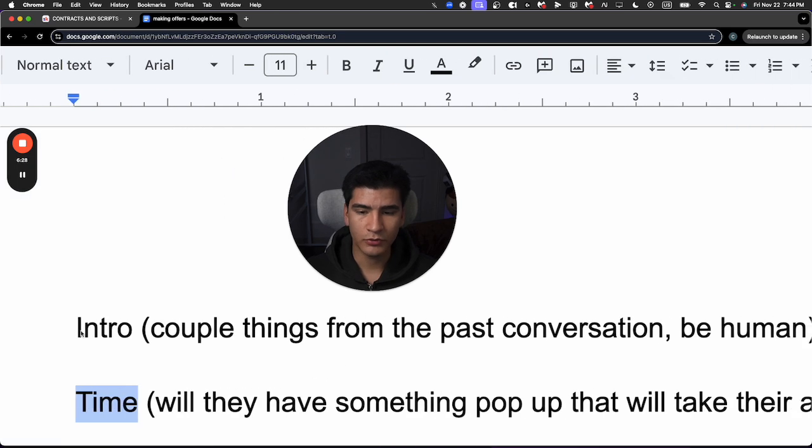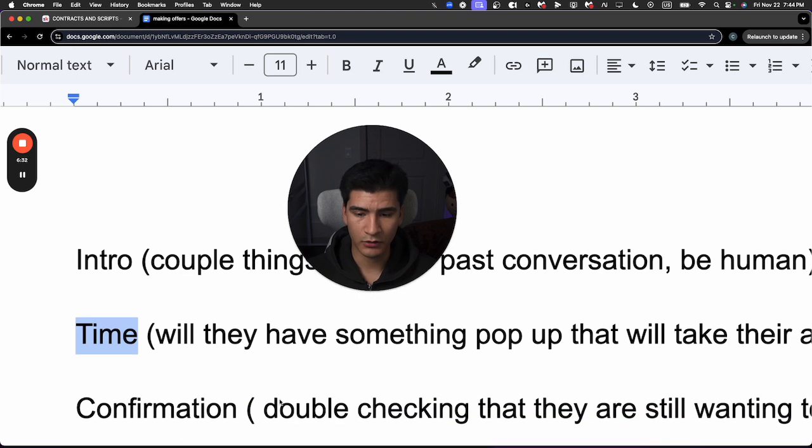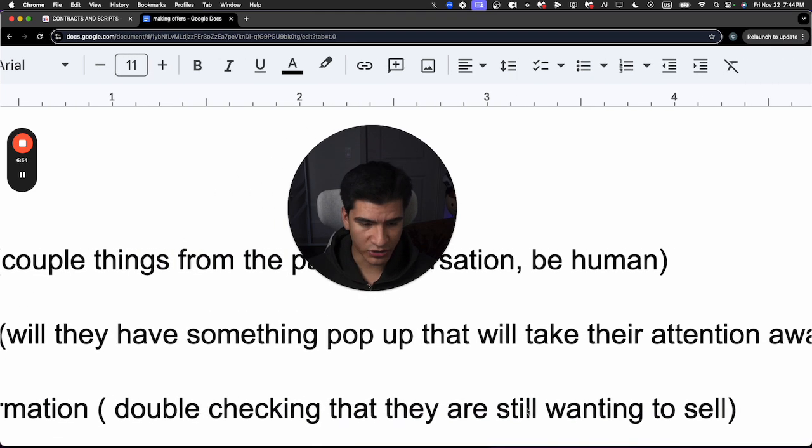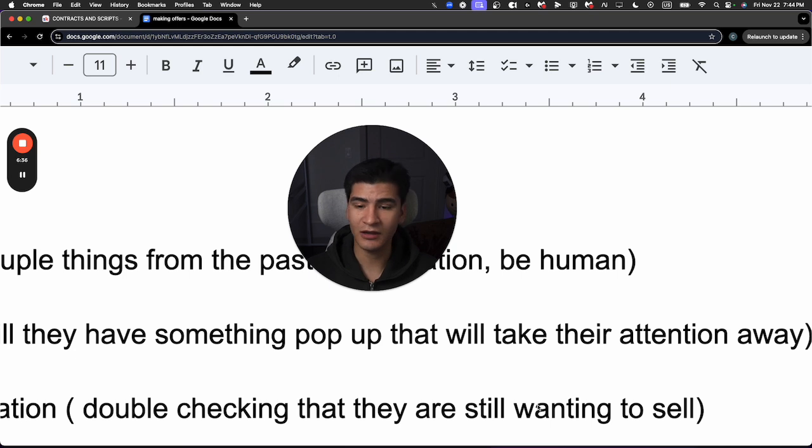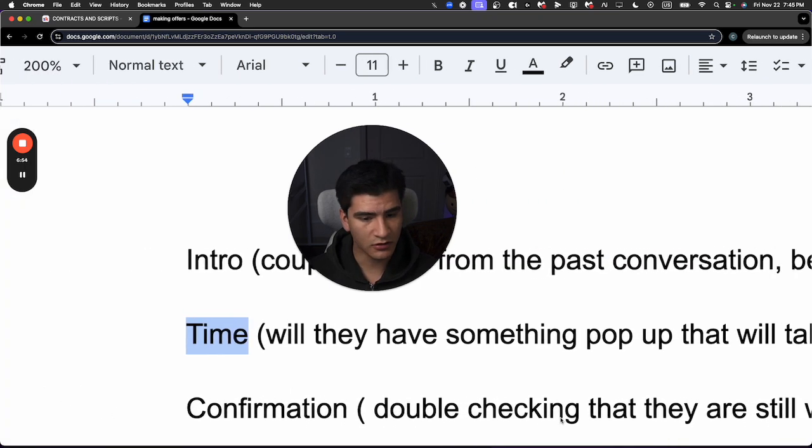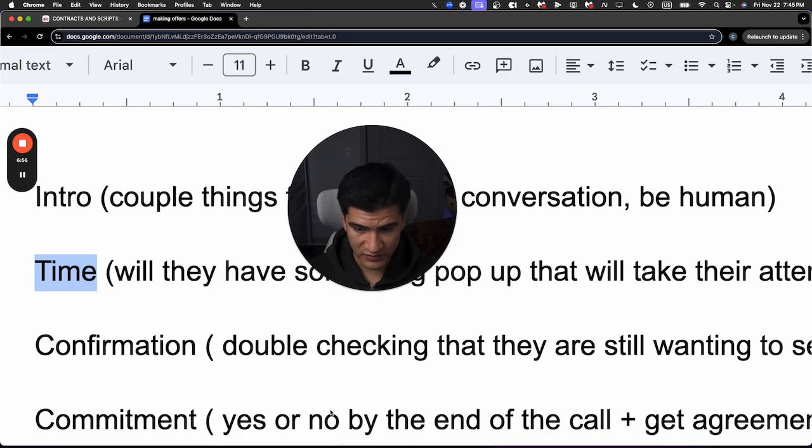So boom, you got the introduction, you established a little bit of rapport, you know they have the time to do it. Confirmation. You want to double check that they're still wanting to sell, right? Maybe something changed. Maybe somebody else got on the phone with them. Maybe they wanted to list with a real estate agent now. Maybe a family member said, hey, I want to buy it instead. Maybe the tenant said, hey, I want to buy it instead, right? You want to double check because you don't want to waste 30, 40 minutes on a call when you could be having that same conversation with somebody that is ready to sell. So right here, we're double checking confirmation on them wanting to sell.